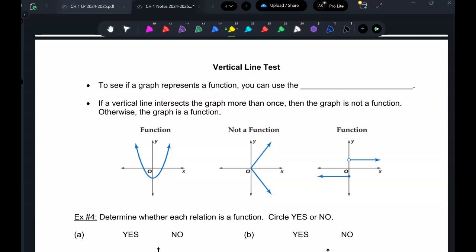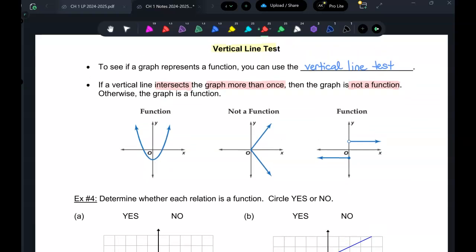Vertical line test. Here we go. This is how we tell if it will be a function. So what's the vertical line test anyway? Yeah, this is the vertical line test. If a vertical line intersects the graph in more than one place, then it is not a function.